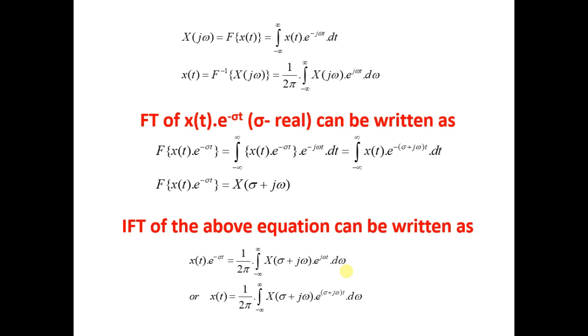If we look into the Fourier transform equation, capital X of j omega is equal to the integration from minus infinity to infinity of x of t, which is the time domain signal, times e to the power minus j omega t. So this is the basic Fourier transform equation. Okay, and the next one is the inverse Fourier transform equation.